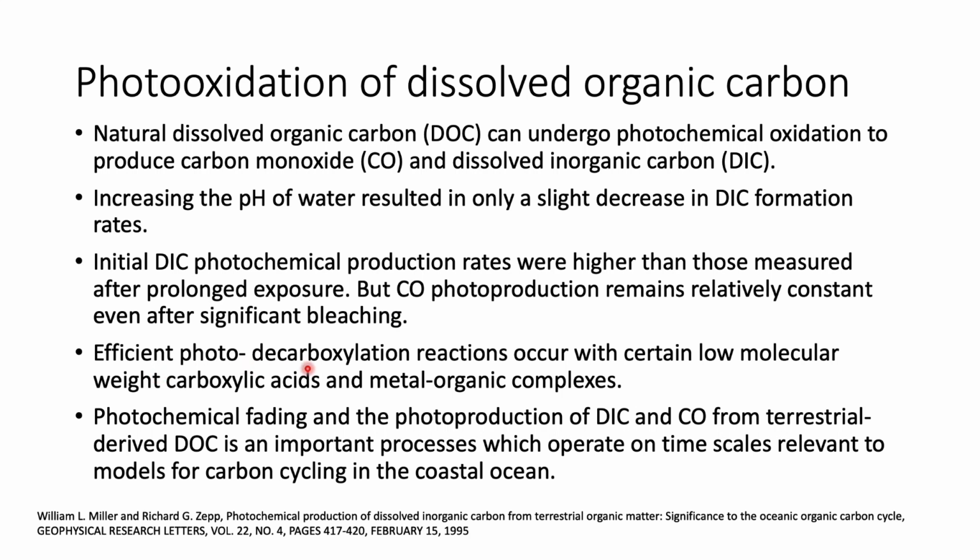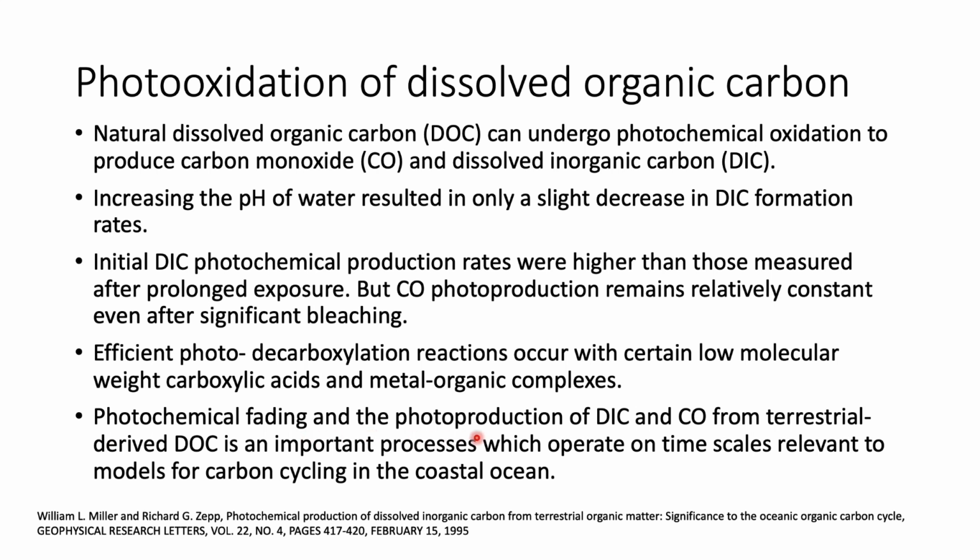The efficient photodecarboxylation reactions occur with certain low molecular weight carboxylic acids and metal organic complexes. So these are things we had seen earlier, because these metal organic species are easily affected by the change in the pH. The photochemical fading and the photoproduction of DIC and carbon monoxide from terrestrial derived DOC is a very important process which operates on a time scale that is relevant to model the carbon cycling that is happening in the coastal ocean.